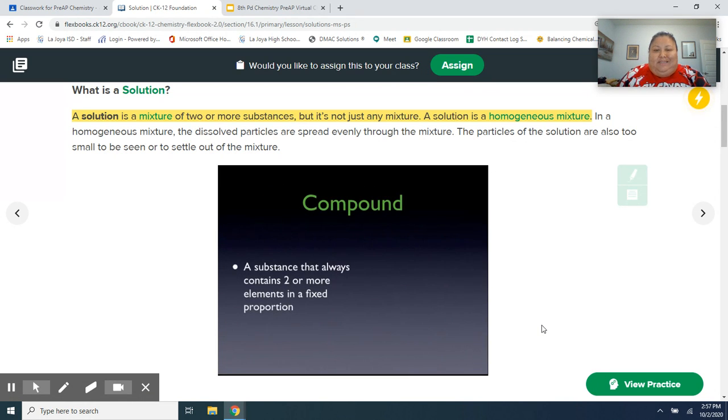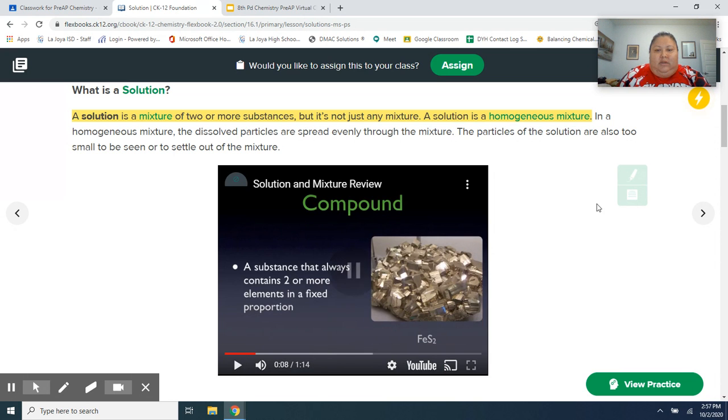So first up is a compound. So compounds, the definition: it is a substance that always contains two or more elements in fixed proportion. And the example they give us here is iron sulfide. It doesn't matter where I get my sample from, I know that sample will always have one iron and two sulfurs.